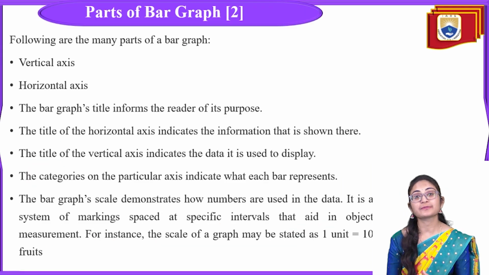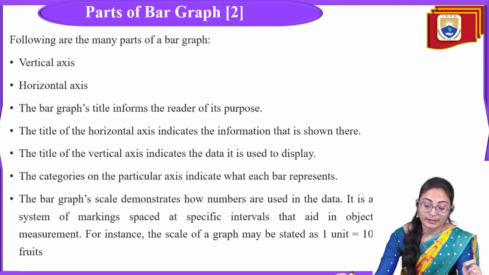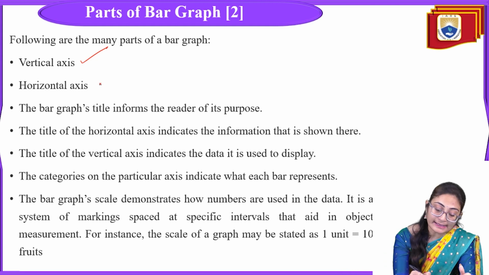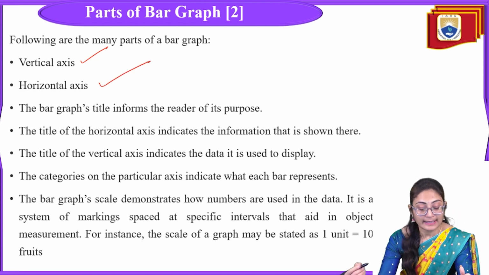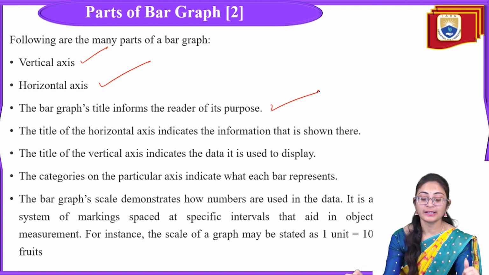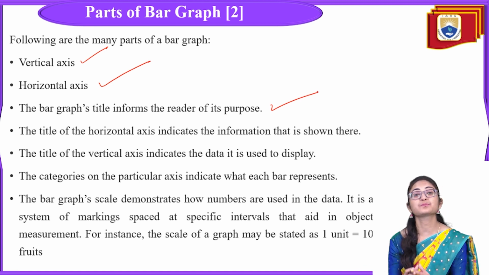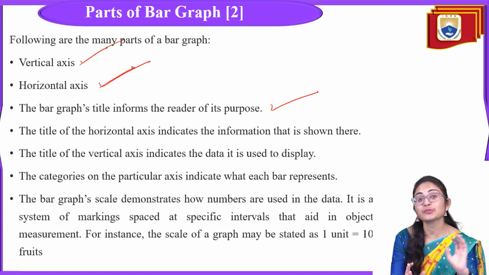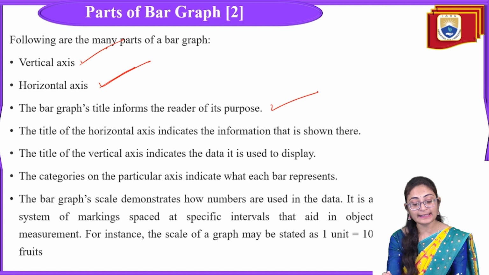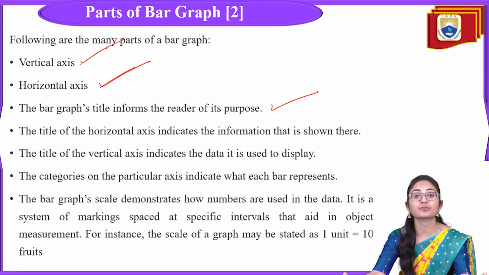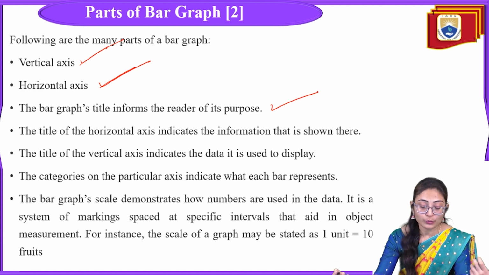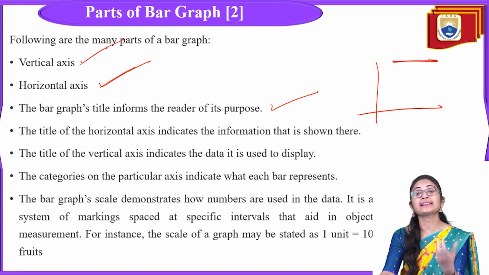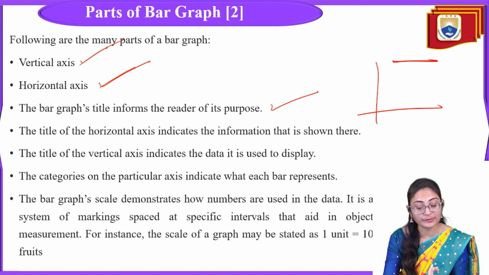Now, parts of the bar graph. There are different parts. First part is a vertical axis. Then another one is a horizontal axis. Then the bar graph's title informs the reader of its purpose. Definitely, vertical axis and horizontal axis both are important, but with these axes, we will need the purpose also. What is the purpose? We should know. So, if you give a title to this graph, at that time we can read the purpose, we can understand the purpose of the graph.